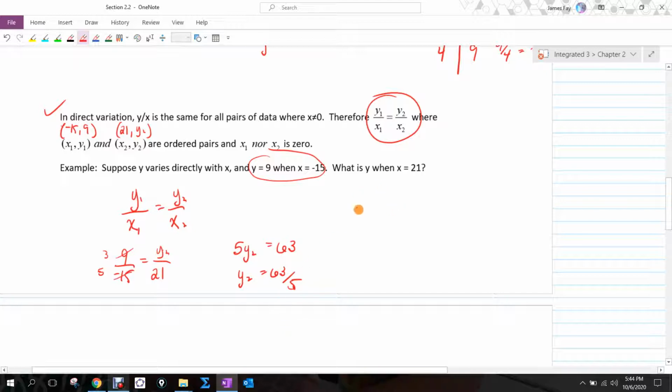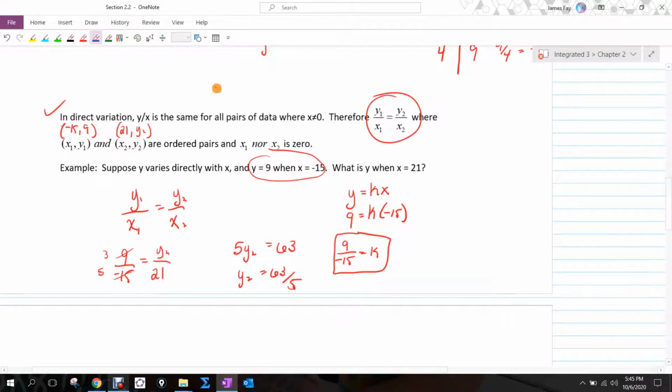Another way that we can do this is say, okay, suppose y varies directly with x, and we get y equals kx. If it varies directly, we know that that formula should be true. So then what we can do is say, well, y is 9 when x is negative 15. So I can do that. Now I don't know what k is in this case, so I can actually solve for k. So 9 divided by negative 15 is equal to k.